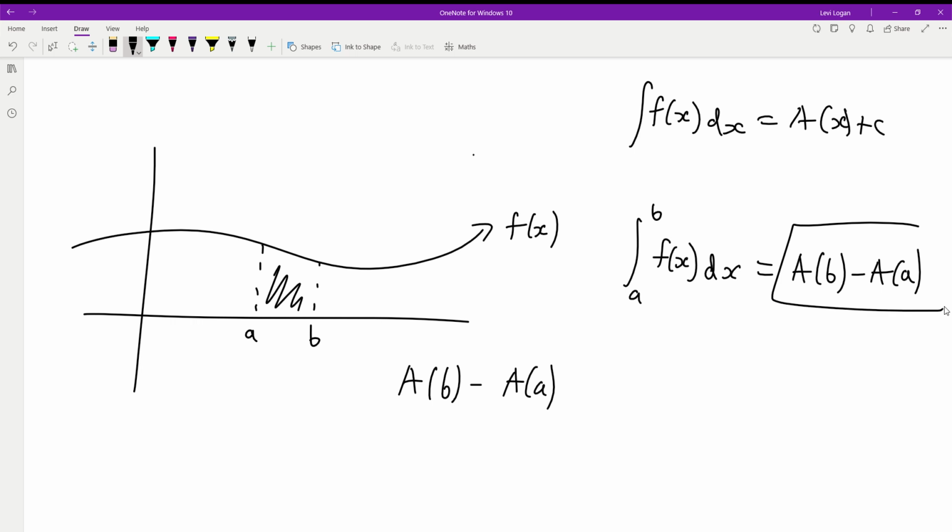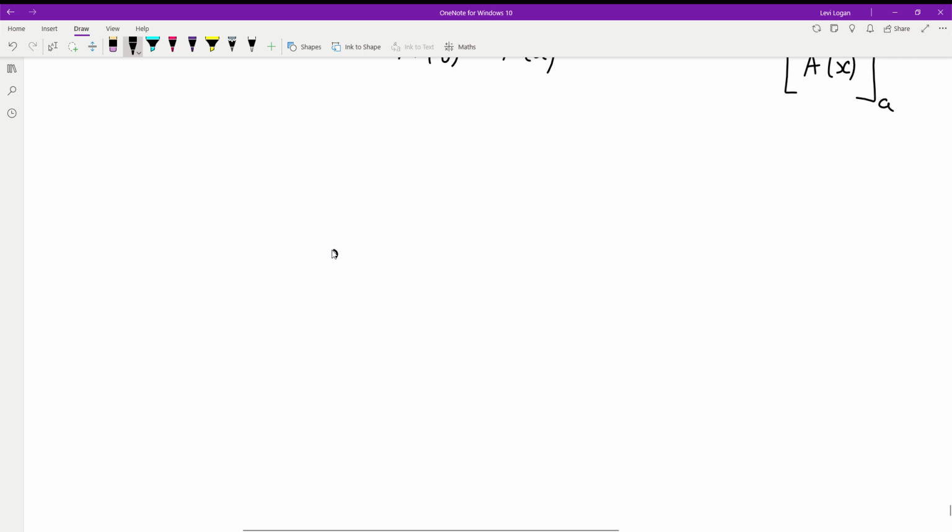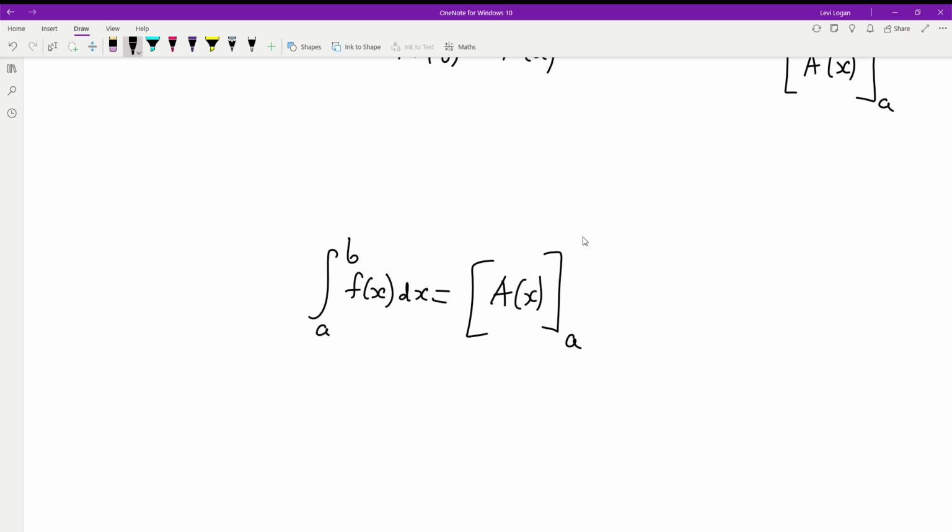We can rewrite this in square brackets. So we can say that's A of x, with square brackets here and the bounds. So in other words, if we integrate f of x between a and b, it's going to give us an area function with the bounds a and b.